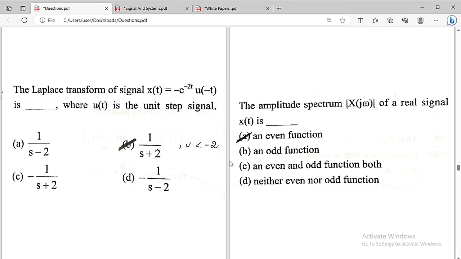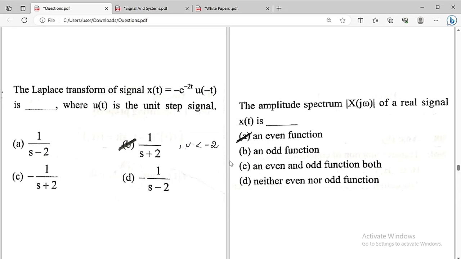Now we are going to solve another question. See the question here. The amplitude spectrum, which is the magnitude of X of j omega of a real signal x of t, is... So basically they are asking about the amplitude spectrum, the magnitude of X of j omega of a real signal x of t.